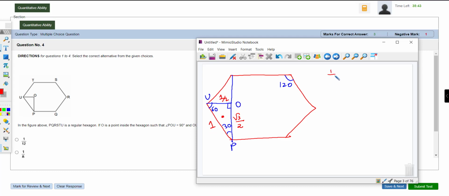The area of this triangle is half into base, 1 by 2, height is root 3 by 2, divided by area of regular hexagon, which is 3 root 3 divided by 2 into side square, meaning 1 square. So this is the answer.